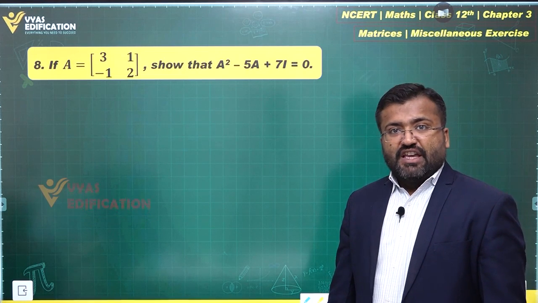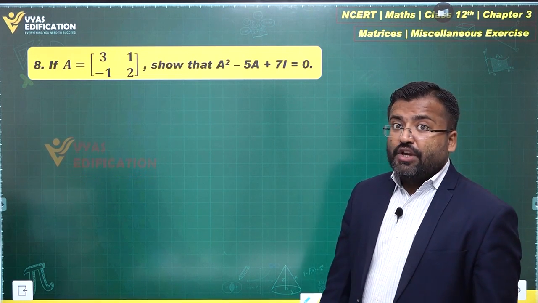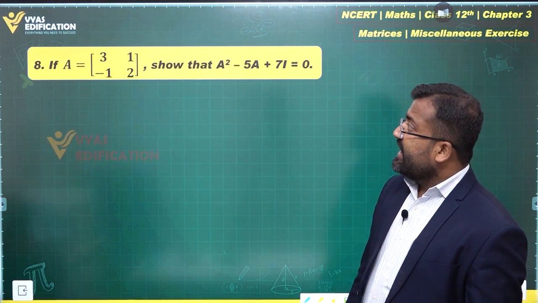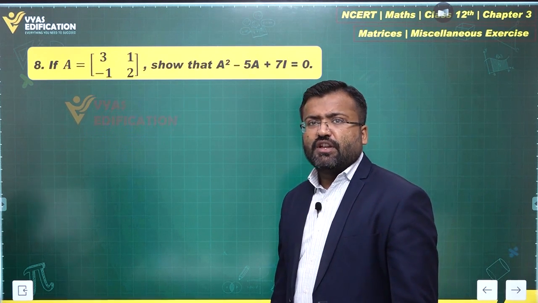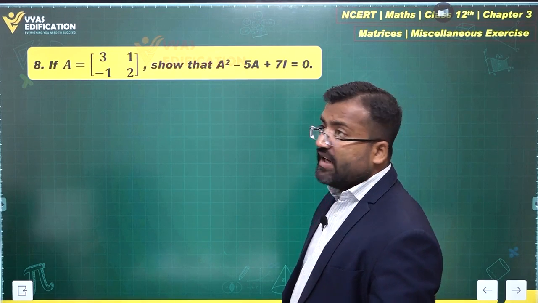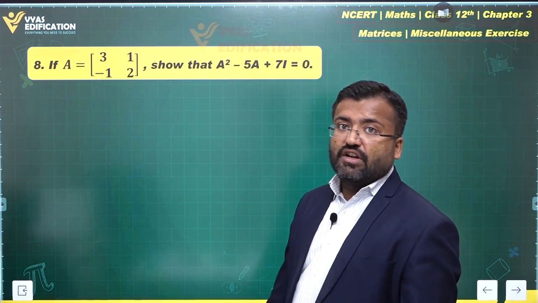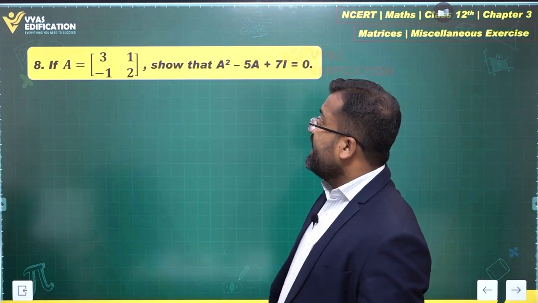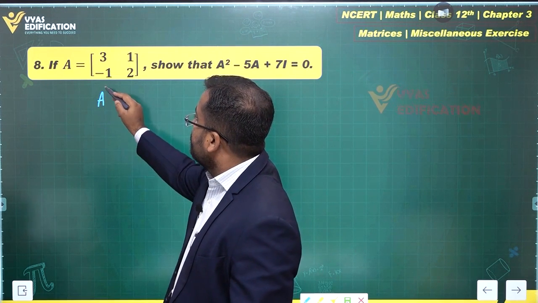By the way, this question is based on something called the characteristic equation of a matrix. What is the characteristic equation of a matrix? It has got something to do with determinants also, so not something which I'll be discussing over here. This question can be solved easily by finding A squared first. So let's calculate A squared.